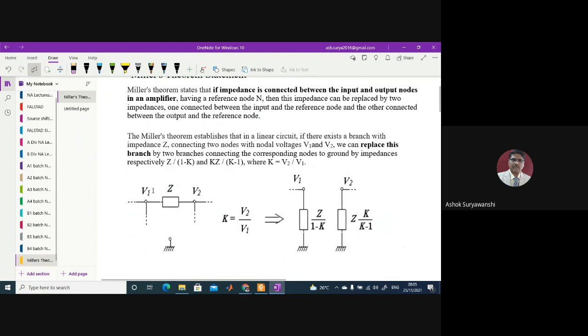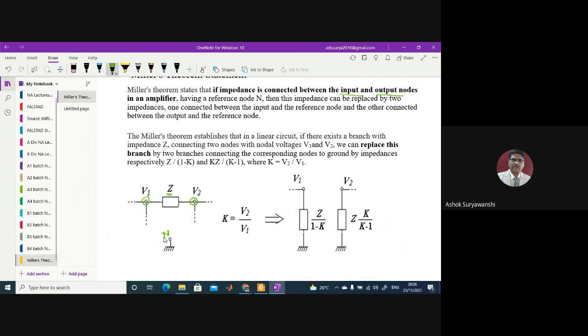Suppose there is an amplifier circuit, and on the input side there is node 1 and on the output side there is node 2. The input side voltage is V1 at node 1 and the output side voltage is V2 at node 2, and there is a reference node N. Then there is an impedance Z connected between the input and output nodes of the amplifier. This impedance can be replaced by two impedances.